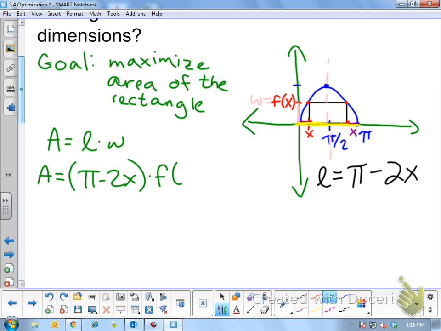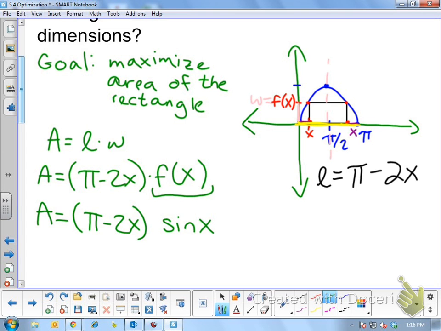F of x. So we're getting closer, but now we have a whole bunch of x's, an a, and an f. That still gives us some trouble. What do we know about f of x? They gave us a function. What function is f of x? Sine. They told us it was put on the sine curve. So I can replace f of x, this entire thing, with sine x.